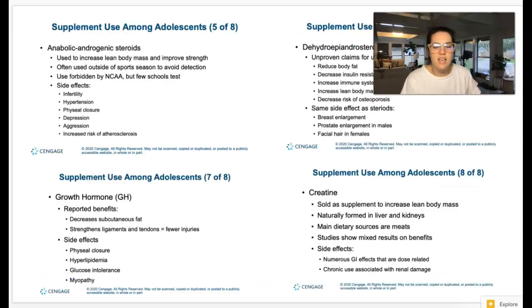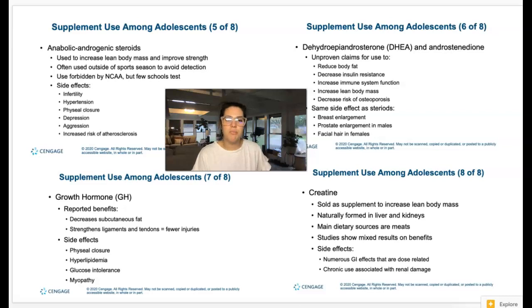So I'm just going to briefly go over some of the supplements, especially that males may use as performance aids or supplements that may help to improve body composition. Those are going to include different types of steroids, growth hormone, and creatine.